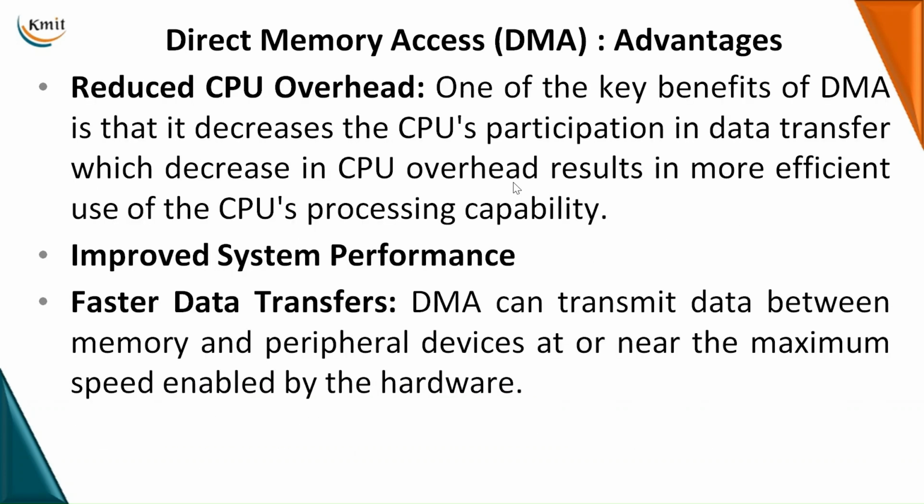Next, coming to the advantages of the direct memory access technique. One of the key benefits is that it decreases the CPU participation, because the CPU is no longer involved in the data transfer, which is the responsibility of the DMA controller. This decreases the CPU overhead and results in more efficient usage of CPU processing capability. The CPU is not wasting its time; it is using its time to perform some other task. It is just initiating the transfer, but it is no longer responsible for the actual data transfer.